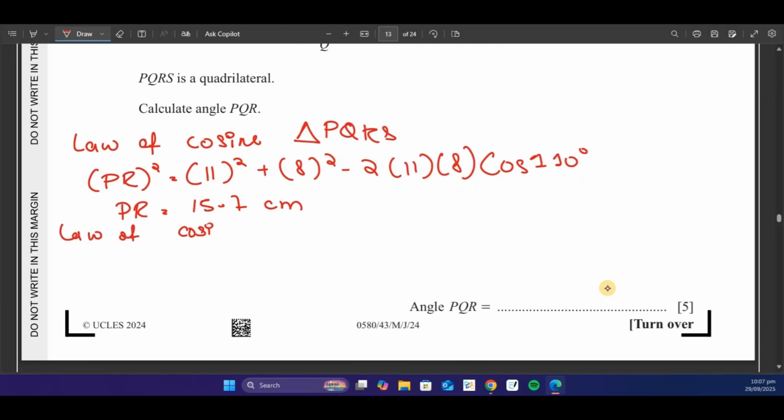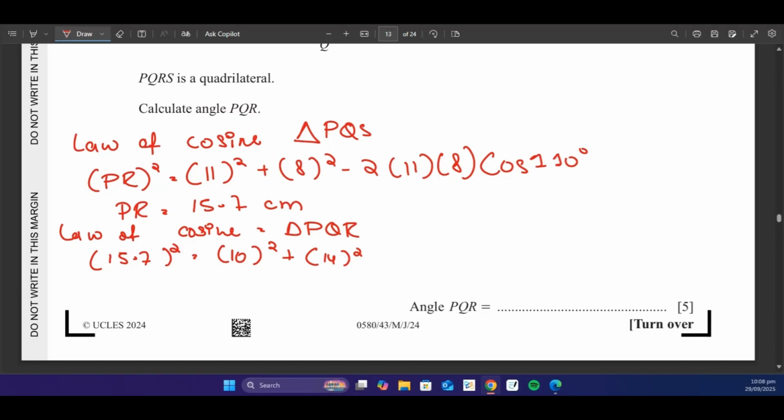Now law of cosine, and this time we're going to use it on triangle PQR. So this was triangle PQS, and this is triangle PQR. Alright, makes sense? So what we're going to say is that 15.7 whole squared is equal to 10 whole squared plus 14 whole squared. All right, I think I'm doing this right. Minus 2 into 10 into 14 cosine of PQR.